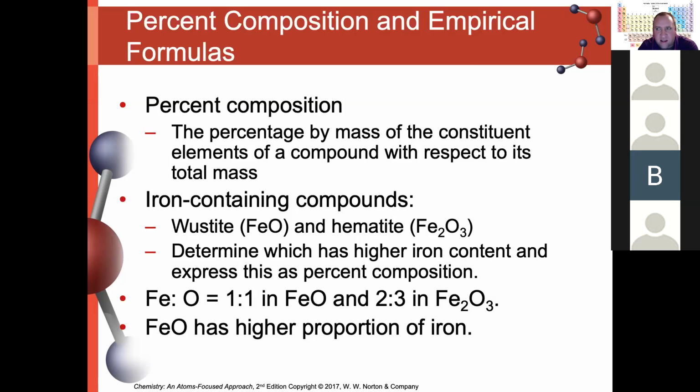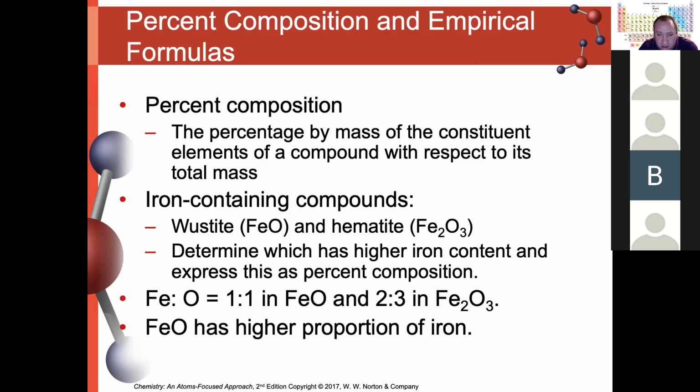And a classic example of this is if you dig up the earth, what you'll find in a lot of cases, especially here in Indiana, is a good composition of iron in our soil. And the iron-containing compounds, there are many. Two of the more common ones are wüstite, which is iron(II) oxide, and hematite, which is iron(III) oxide.